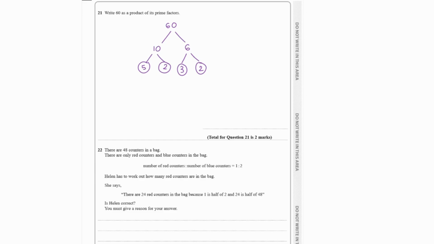So to write 60 as a product of its prime numbers, we can write it as 2 multiplied by 2 multiplied by 3 and multiplied by 5. So first, we would get 1 mark for using the correct method to find the prime factors. And the second mark would be for getting a correct final answer for the prime products.